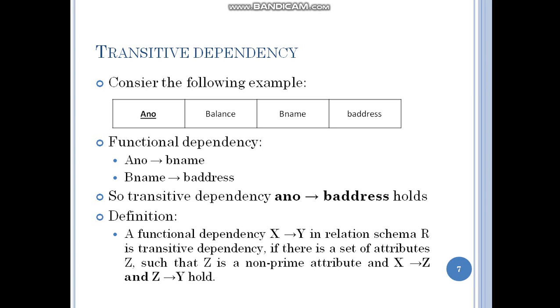Definition. A functional dependency X → Y in relation schema R is a transitive dependency if there is a set of attributes Z such that Z is a non-prime attribute and X → Z and Z → Y hold.